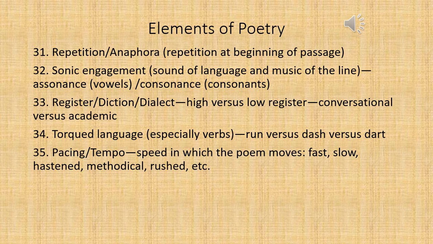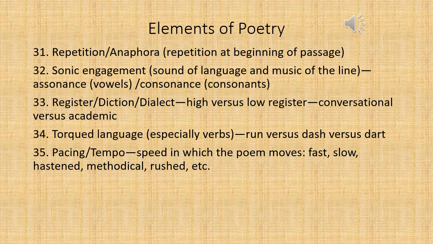Number 33 is, we're going to see this within Robert Creeley's poem, I Know a Man. Register, or diction, or dialect. High versus low register. Conversational versus academic. So if you think about register, if you read something, you can say, wow, it was like just having a conversation with my friend. It was conversational. It wasn't academic at all. It's a lower register, or a middle register, if not lower. And then a high register would be if it is academic.